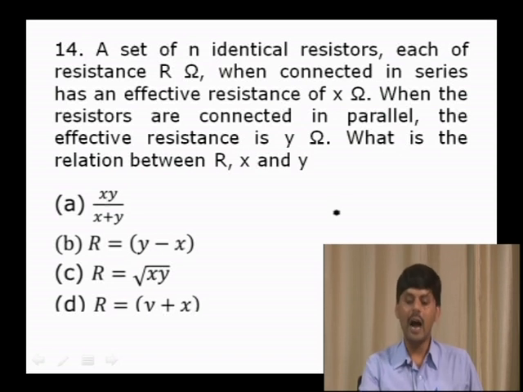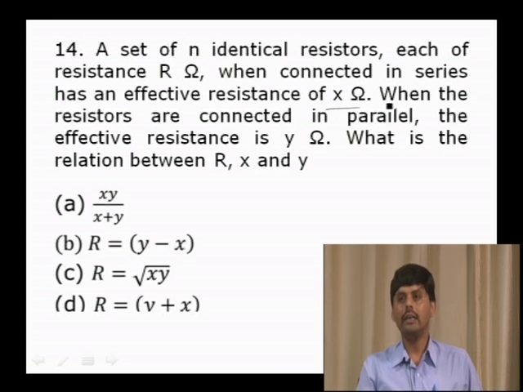It means that Rs they were taken as X. When the resistors are connected in parallel, the effective resistance is Y, that is Rp is equal to Y. What is the relation between R, X and Y? Option A, xy by x plus y. Option B, R is equal to y minus x. Option C, R is equal to root of xy. Option D, R is equal to y plus x.